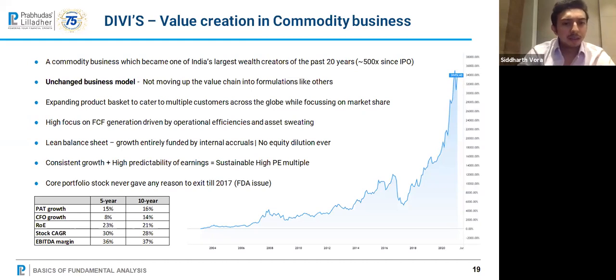So Divi's Labs in the last 10 years has grown its profit by 16%, grown its operating cash flow by 14%, which is synchronous, maintained its ROE above 20%, but the stock has compounded by 28%. So there is also a re-rating factor. Why is there a re-rating factor?